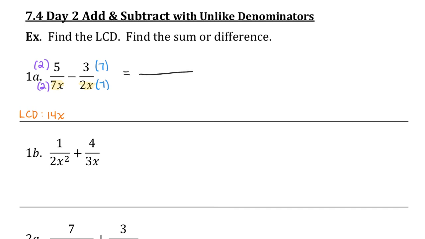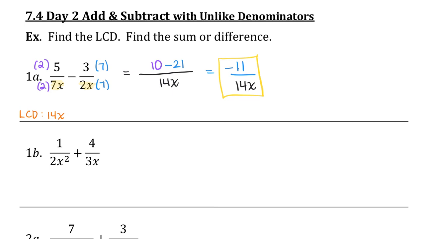Okay, since there is now a common denominator of 14x, I'm going to go ahead and put 14x at the bottom. In the numerator, I have 2 times 5, which is 10, and I have minus 3 times 7, which is 21. So I'm going to get negative 11 over 14x. And does that simplify? No, because 11 is prime. So that's my final answer.